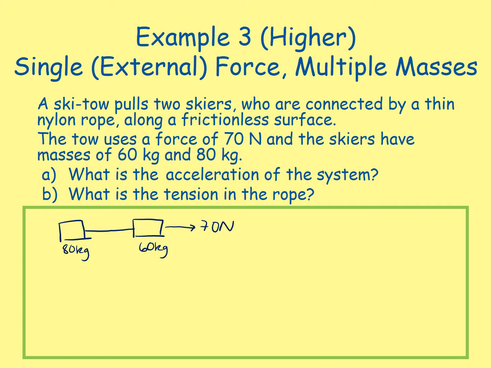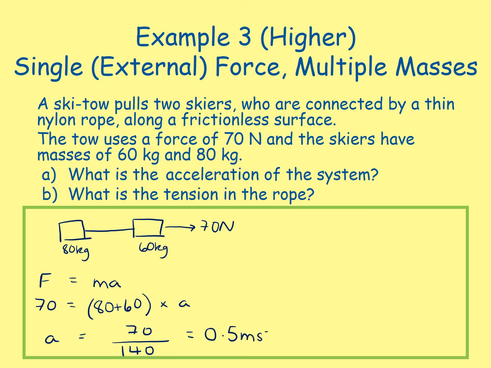We are looking at the acceleration of the system to begin with, so we can use F equals ma. Our force is 70. Our mass, we are adding the 80 plus the 60, and obviously we don't know our acceleration. Rearrange this, we've got a equals 70 over 80 plus 60, which is 140. And our acceleration is 0.5 meters per second squared. So that's part A done.